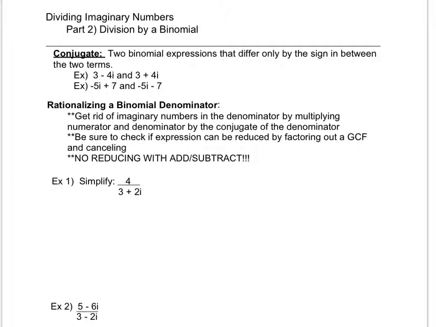So as I said before, we are going to rationalize a binomial denominator by getting the imaginary numbers in the denominator gone by multiplying both top and bottom, so both numerator and denominator, by the conjugate of the denominator. And I'll explain why as we go through the first example. Then, of course, I'll make sure to check if my expression can be factored. And I do have to make sure that I do not reduce with add or subtract once again. So let's look at our first example.